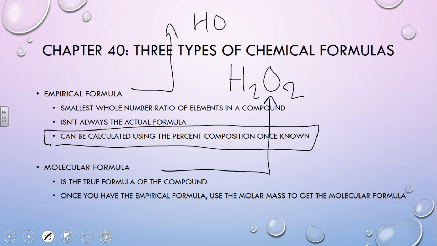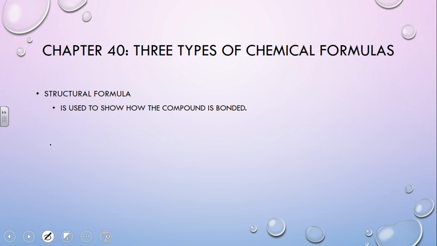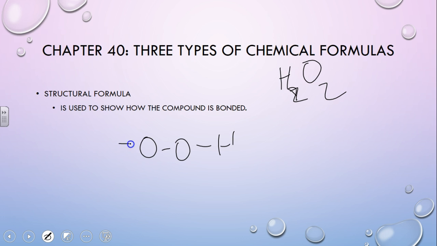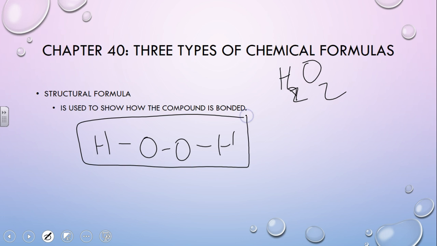Okay, the third type of formula is something called a structural formula. Okay, if we take that common compound H2O2, okay. A structural formula is kind of like a Lewis dot structure. What it does is it attempts to show us how the compound is bonded. Okay, and so this is what hydrogen peroxide looks like.